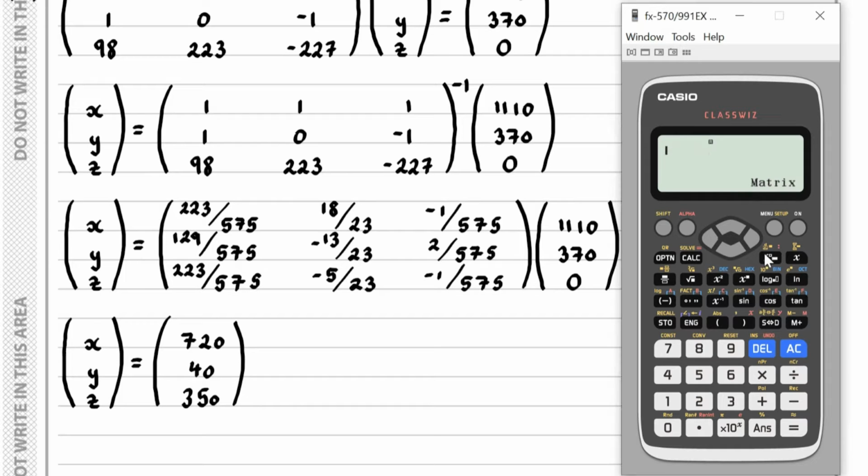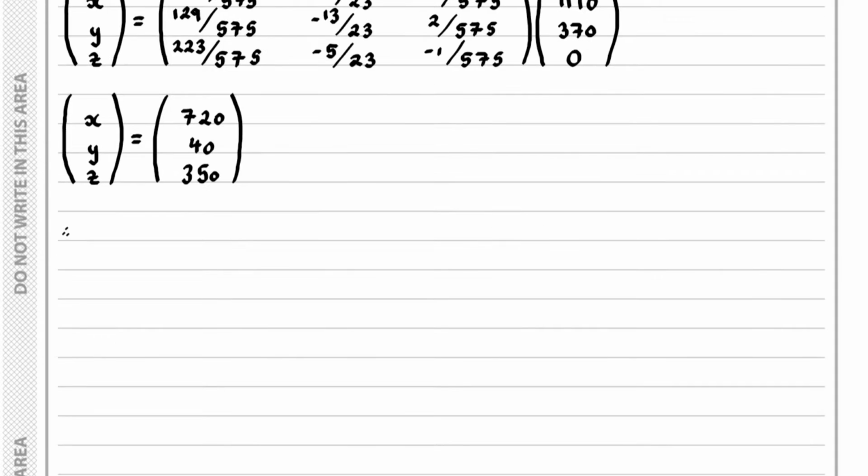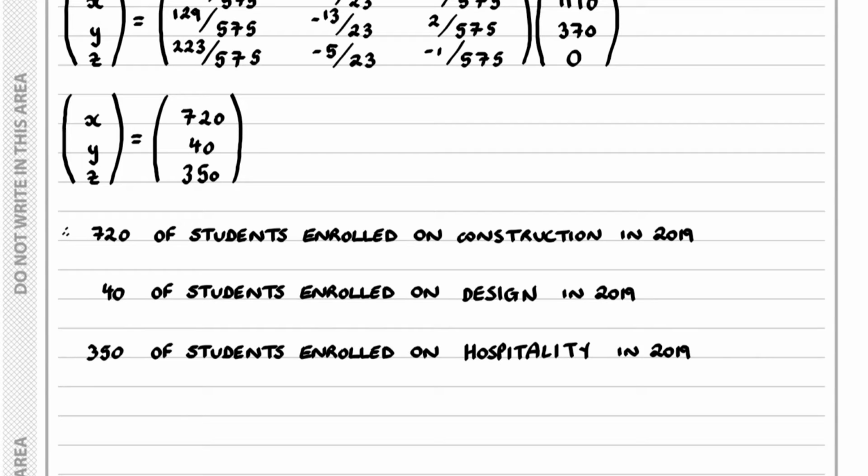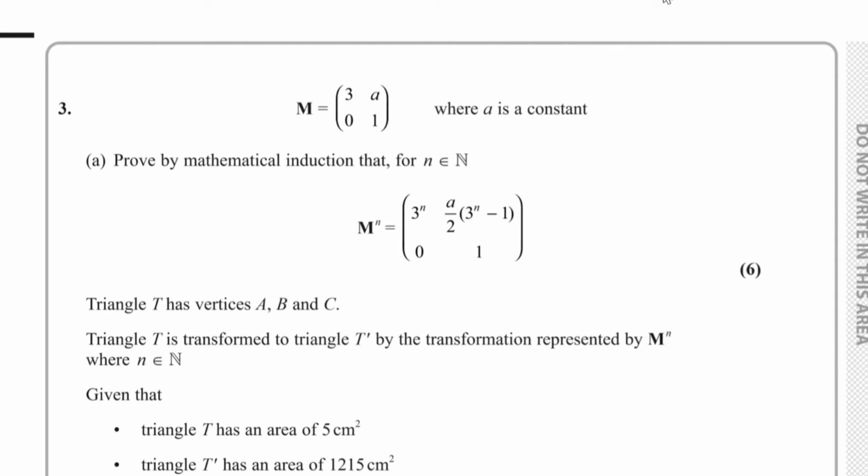And so what can we conclude from this then? We have 720 of the students enrolled on construction in 2019, 40 of the students enrolled on design in 2019, and 350 of the students enrolled on hospitality in 2019.